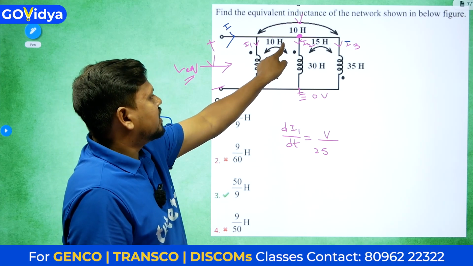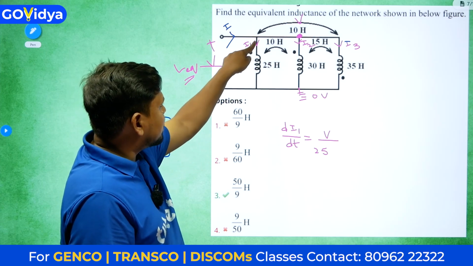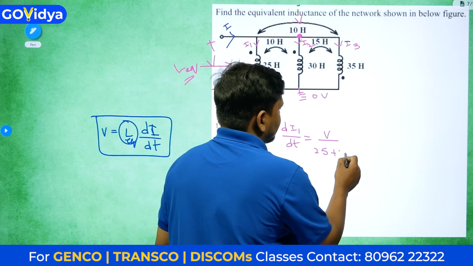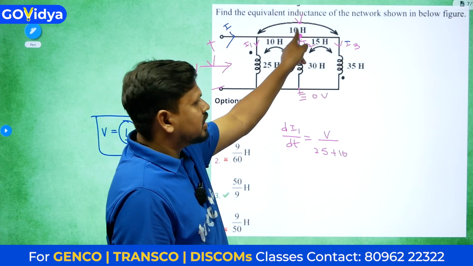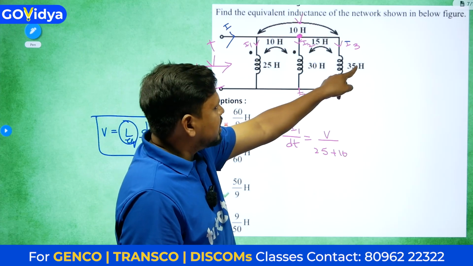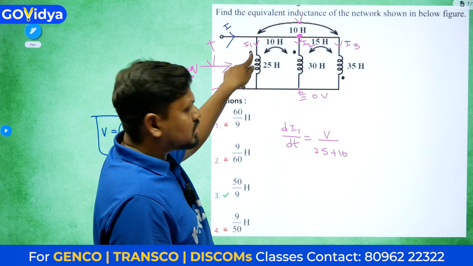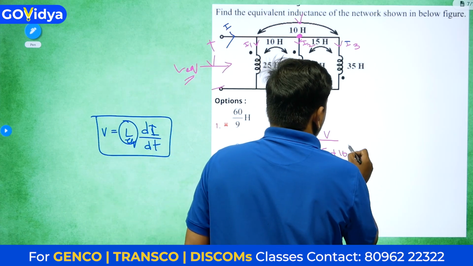So this is 10 Henry, aiding or opposing? This 10 Henry is aiding, because here current is entering, and here also current is entering the dot. So that means plus 10. Then from here to here, the 10 Henry mutual inductance, aiding or opposing? Here current is leaving at the dot, and here current is entering at the dot. So that means minus 10.